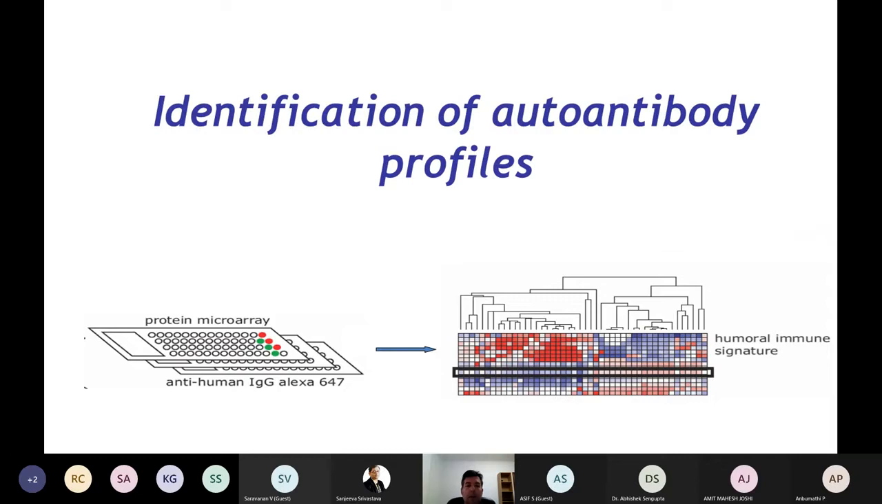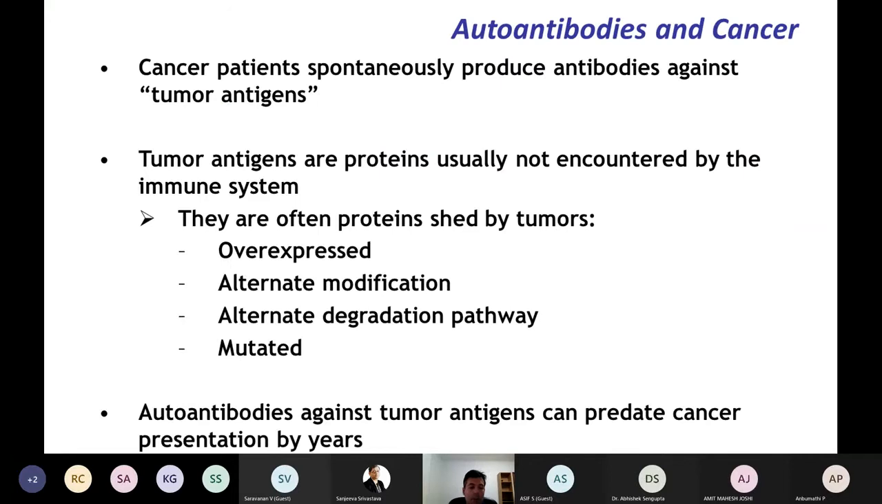But the main application of protein microarrays has been related to identification of autoantibody profiles, mainly in cancer, because cancer patients spontaneously produce autoantibodies against tumor antigens, proteins that are usually not encountered by the immune system because they are usually overexpressed. They suffer alternate modifications, for example, alternate glycosylations, or they are continuously degraded, overactivated, or mutated. So these autoantibodies against these altered cell proteins can predate or anticipate cancer by years.